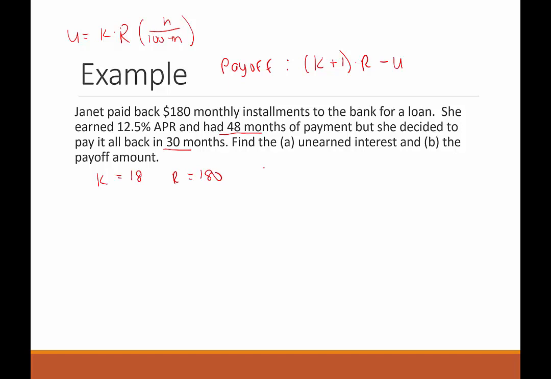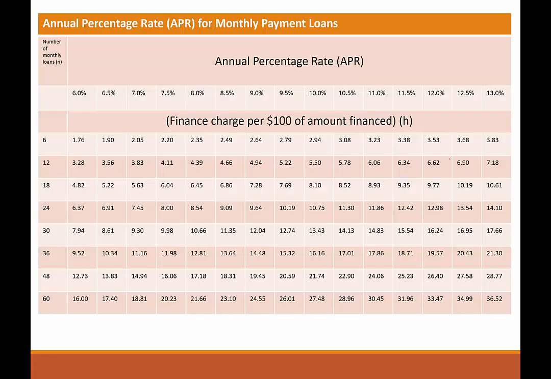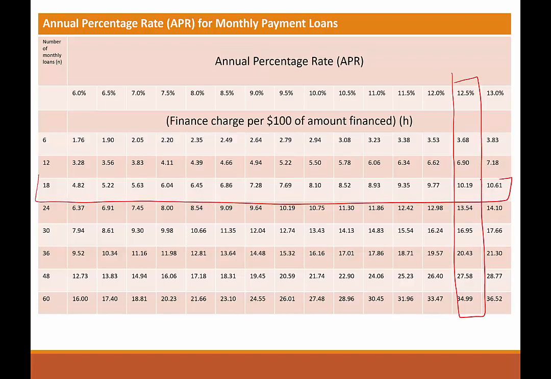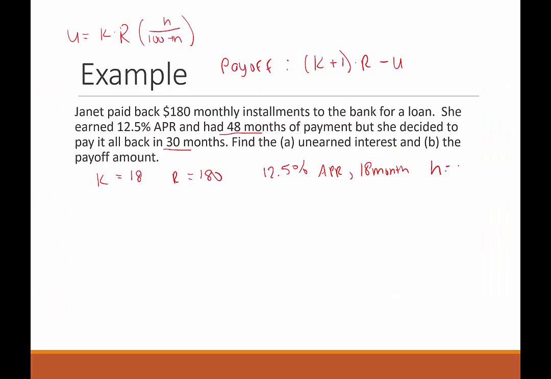And now we need to figure out the H value. So the H value is going to be on that table, 12.5% APR for our K value, 18 months. So we're going to look at that and figure out our H value based on those two criteria. 12.5% is over here and 18 months is right here. And what do we see for the 18 months at 12.5%? 10.19. So our H value is 10.19.